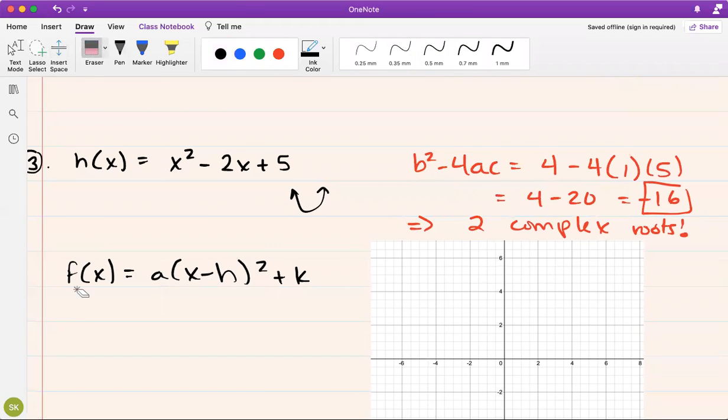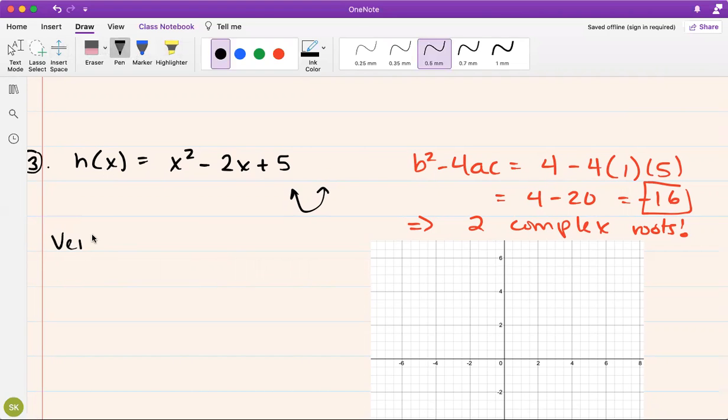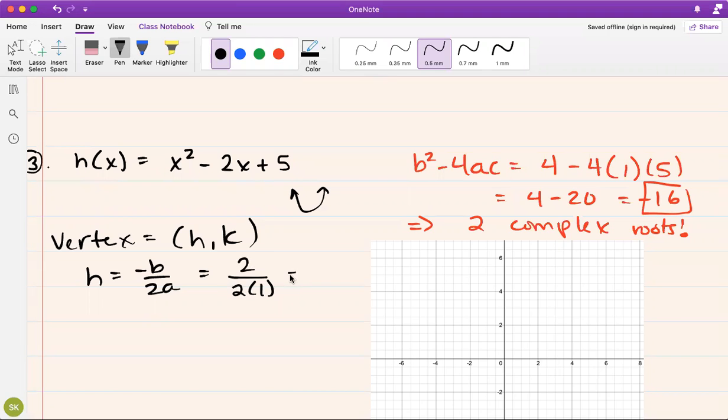Let's find the vertex. The vertex is h comma k, where h is negative b over 2a. Let's find that really quickly. So 2 over 2 times 1, which is 2 over 2, which is 1. And k is equal to f of this negative b over 2a.